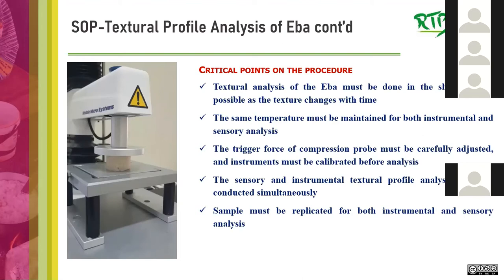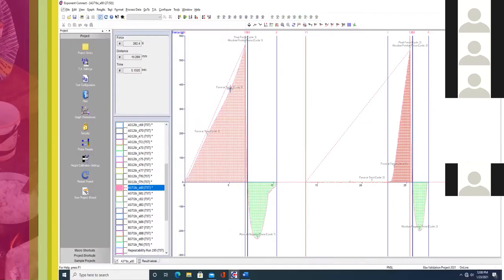I need to mention that these protocols we developed with NRCRI, so we worked with them together. That is why I mentioned the EBA from Southeast and the EBA from Southwest. Okay, sorry. This is a typical picture of the texture profile of EBA that we obtained.